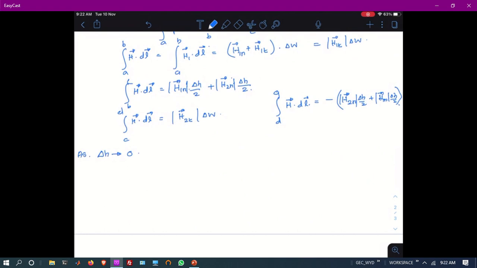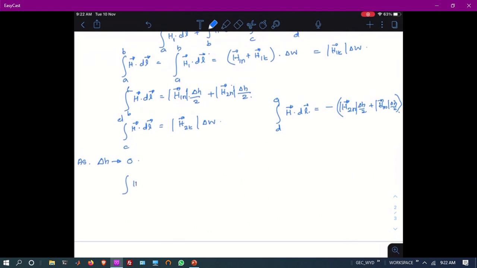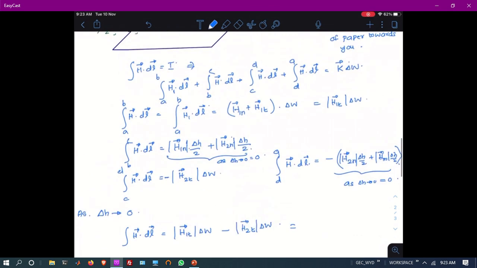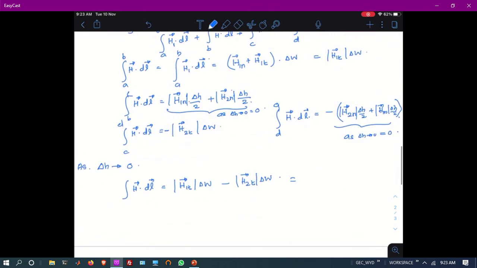So as delta h tends to 0, you will have the integral of H dot dl equal to the magnitude of H1t multiplied by delta w, minus, so there is a minus here because it is in the opposite direction, H2t multiplied by delta w. Okay, because this term will vanish as delta h tends to 0, this is equal to 0. Similarly, this term will also vanish as delta h tends to 0, because it will get 0. And this is equal to K into w. So I can write this as K multiplied by w.